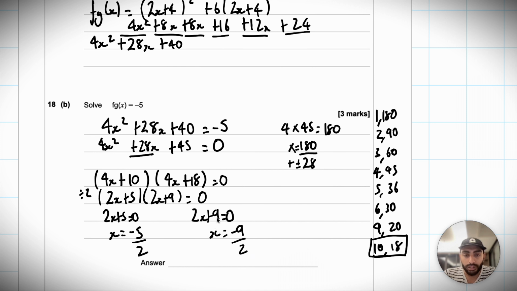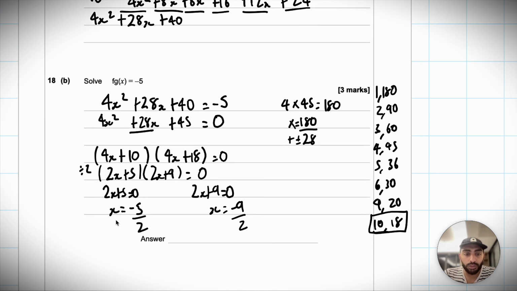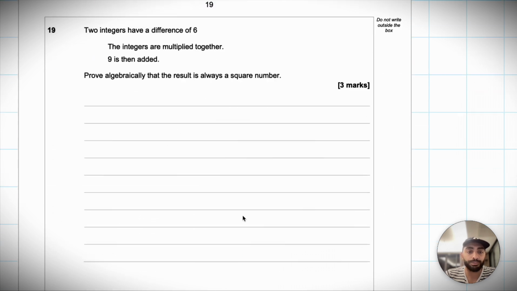The easy way to do it is it's going to be the inverse sine of this one divided by this one. So that's just a little trick for you. The two solutions of this are x equals negative 5 over 2 and x equals negative 9 over 2.